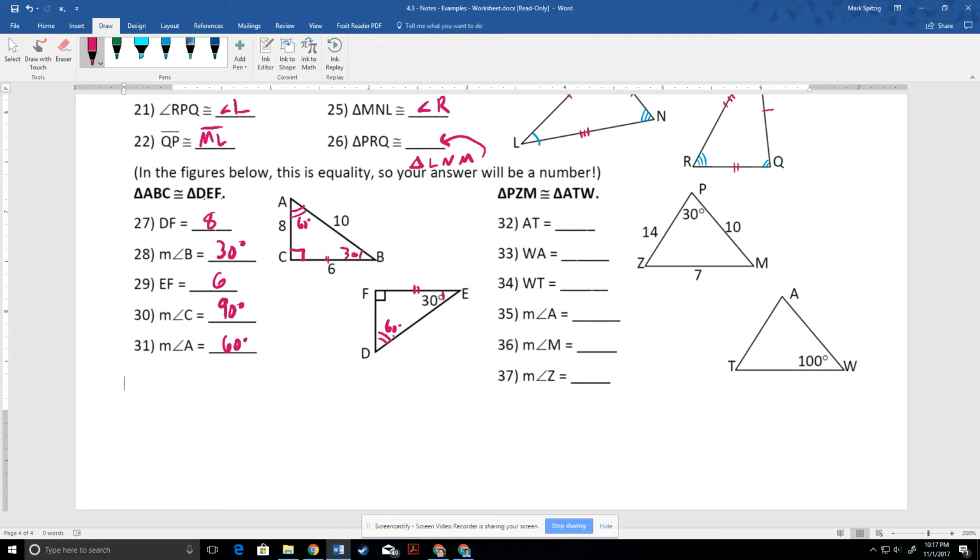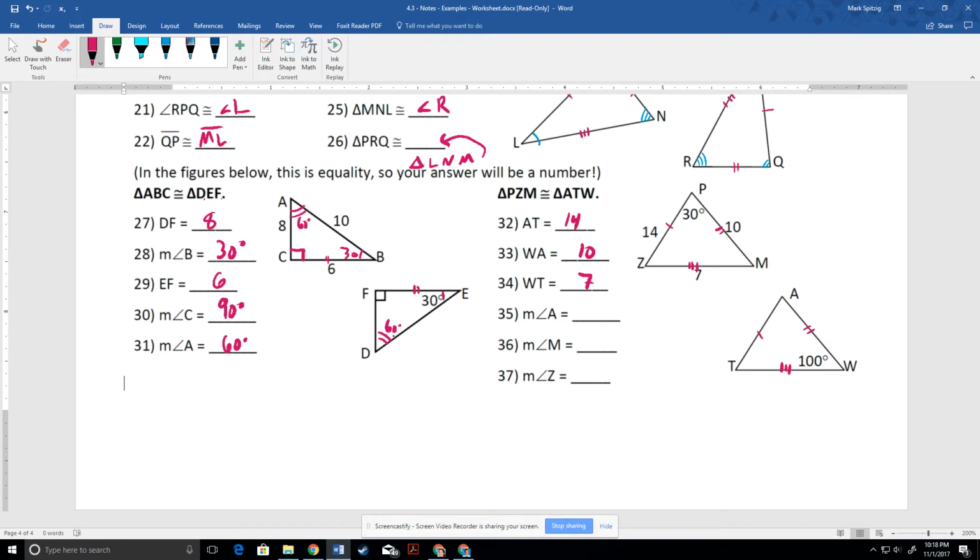All right, let's see the next one, PZM and ATW. So AT is here, and AT matches up with PZ. So PZ is 14. So AT has to be 14 as well. WA matches up with MP, so that has to be 10. WT matches up with MZ, which is 7, so this has to be 7. I'll mark them, because why not?